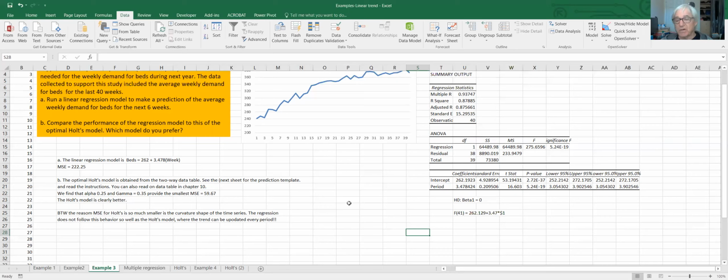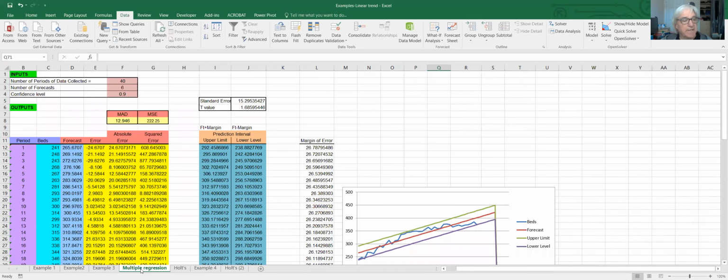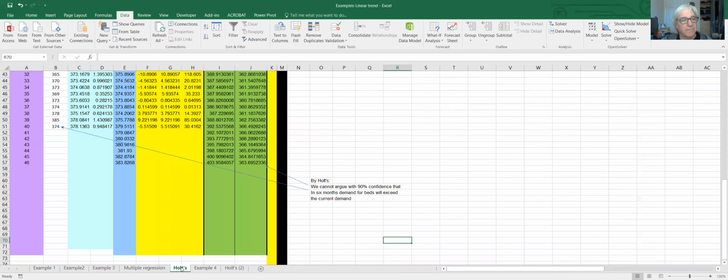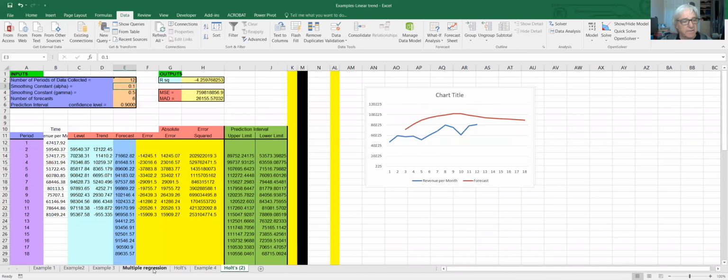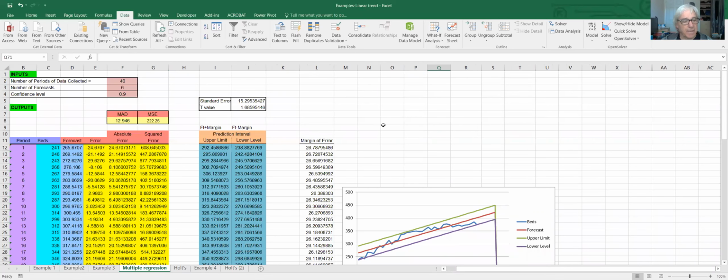Then I want to go to the Holtz method. Actually, before, if I go to the next tab here, I placed here the linear trend based on regression part of the template that I gave you for linear models. It has Holtz and it has linear regression. Holtz will appear next here and here. So this is the linear regression, not the multiple regression.